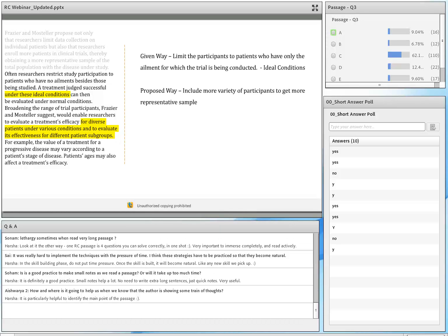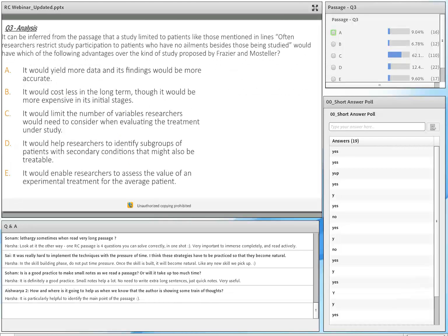All right, good. So as I said, let's see whether it would yield more data on its findings. Yes.